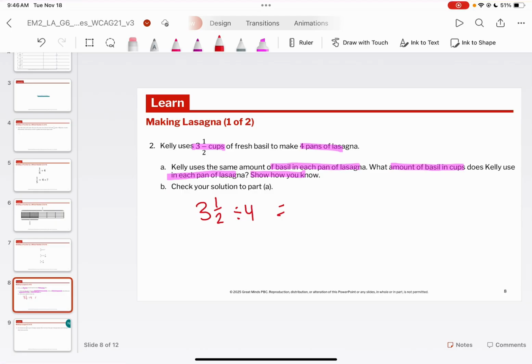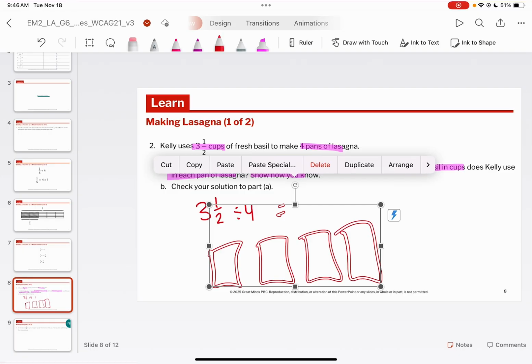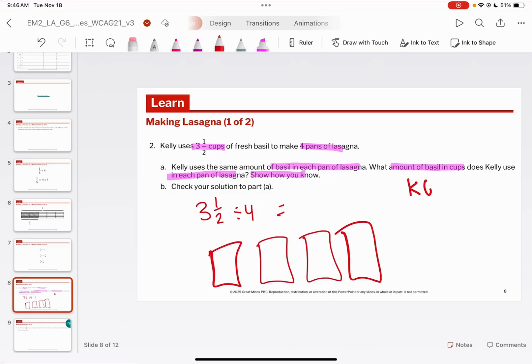The pans is what's doing the dividing. When I put those 4 pans out, they're going to split my 3.5 into 4 groups. All right, so let's do the multiply by the reciprocal strategy. To help me prevent any common little mistakes, I'm going to write KCF every single time I see dividing fractions. I know that keep, change, flip is equivalent to multiplying by the reciprocal.